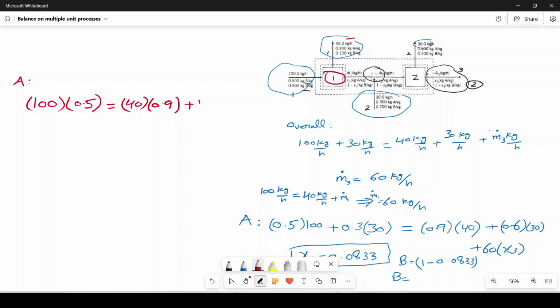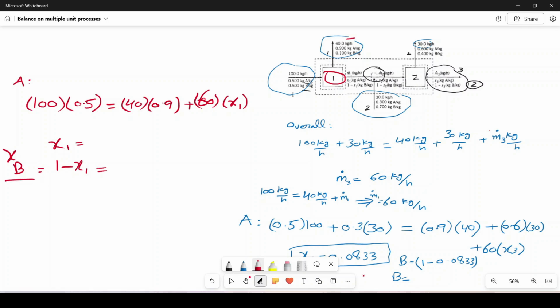And here we already calculated M1, which was 60, the mass flow rate. And what is the mass fraction? It is given as x1 for A. So from here we can get x1 if we solve this equation, and when you have x1, you can calculate 1 minus x1 as the mass fraction of component B.